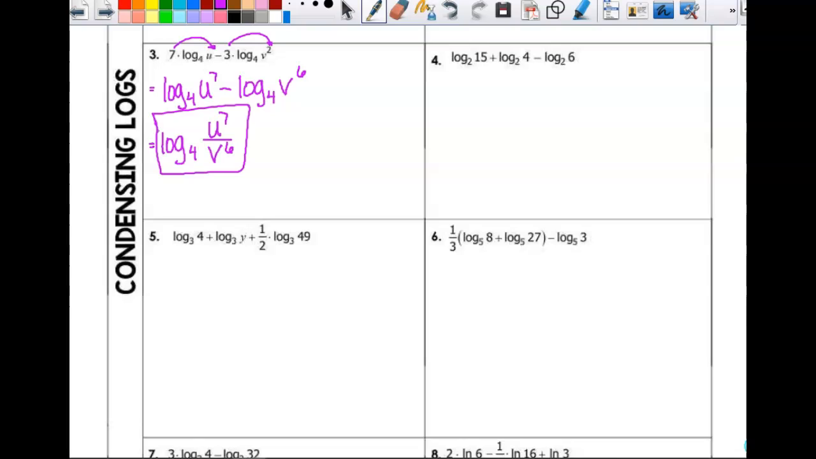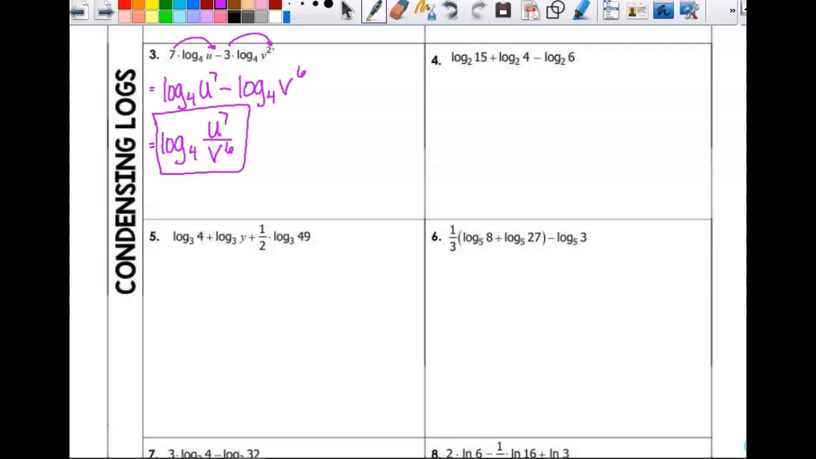So that's what I got. See if you agree. Make sure your exponent on the V is a 6, not a 5, because when I bring this 3 up here, it becomes a power to a power, and you multiply them. Okay, your power rules. We good with that? Yes? Awesome.